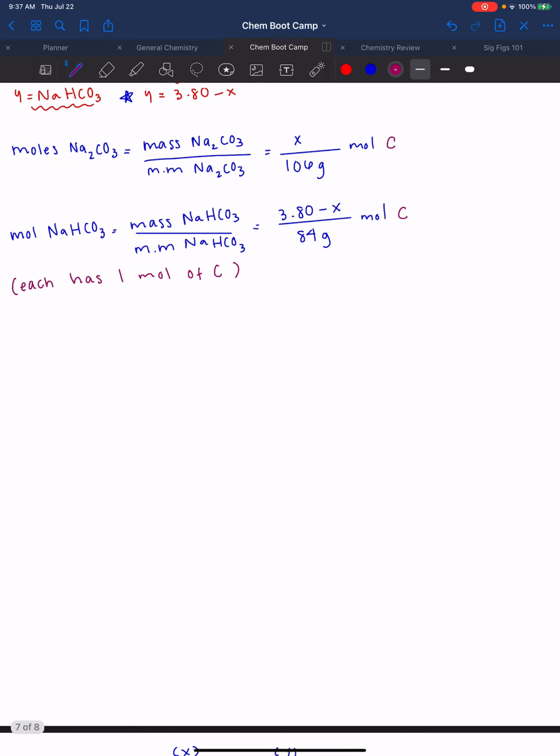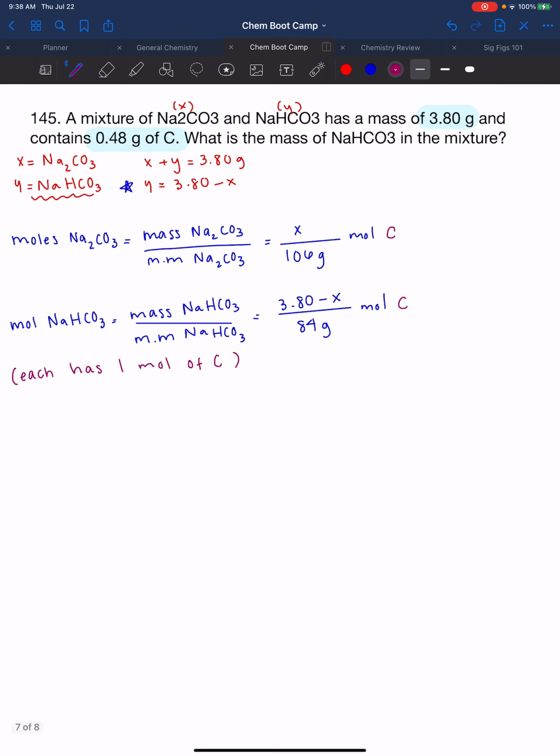So, our next step, and I might want to leave that in there, sorry, I just hate writing towards the end of the iPad, but I'm going to leave that in there for us to look back on. So now we're going to set up an algebra problem. We know that the mass of carbon is equal to the total moles of carbon times the AMU, so grams per mole of carbon, right?